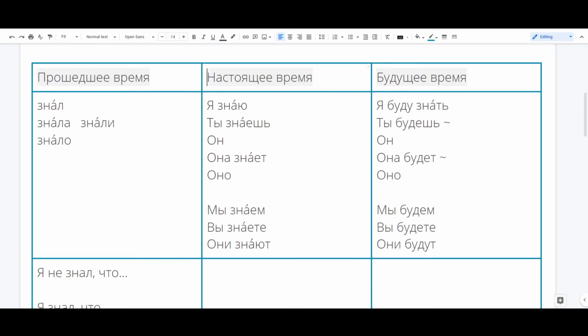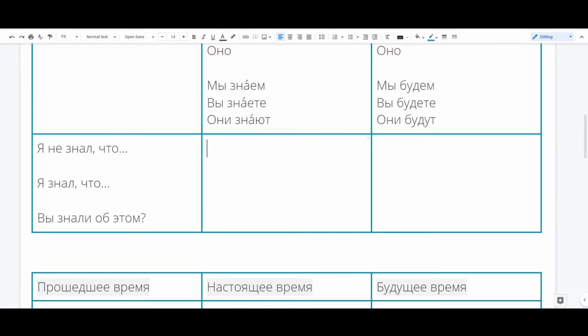Окей. Present tense, настоящее время. Я знаю, ты знаешь, он, она, оно знает, мы знаем, вы знаете, они знают. Я знаю 2 иностранных языка. I know 2 foreign languages.